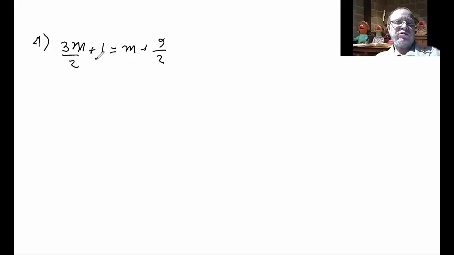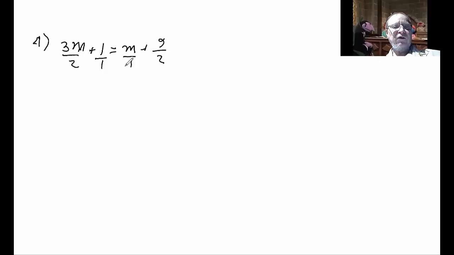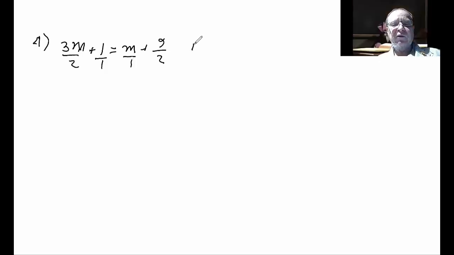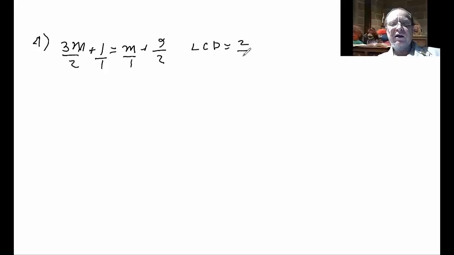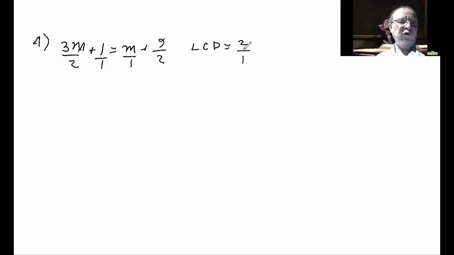And what I'm going to do, I'll just put a 1 here and a 1 here to make everything very, very clear, that I see very clearly my lowest common denominator is 2, and I'll just put a 2 over 1 to keep things tidy and clear. And so I'll multiply through the whole thing by 2 over 1.